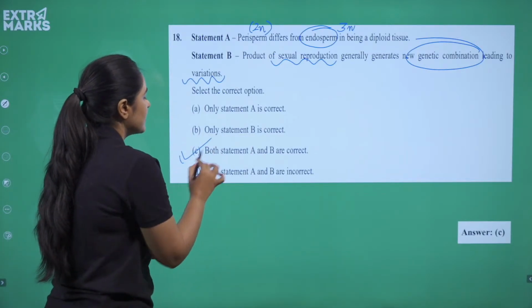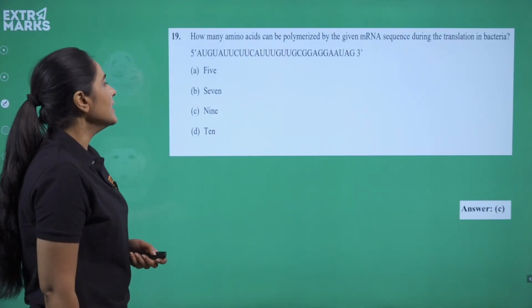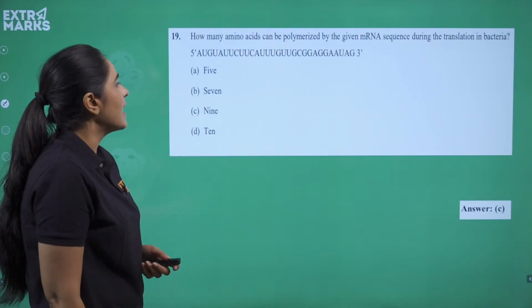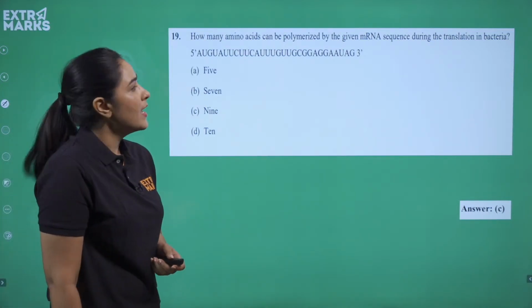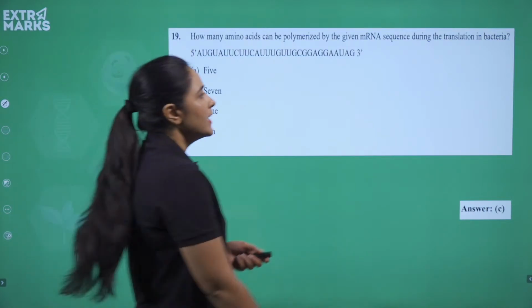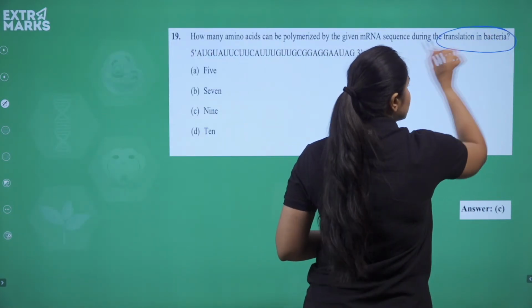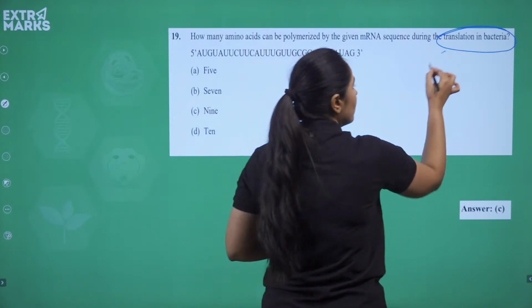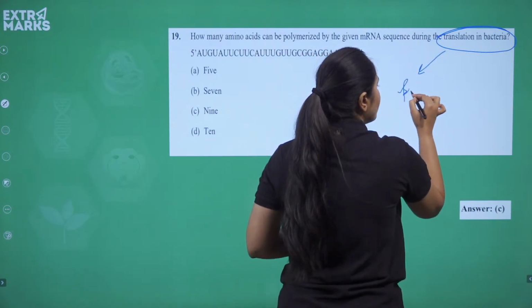C is correct option. Another question, how many amino acids can be polymerized by the given mRNA sequence during the translation in bacteria? Here we are talking about the translation which is happening in the bacteria. So we will have the synthesis of protein.